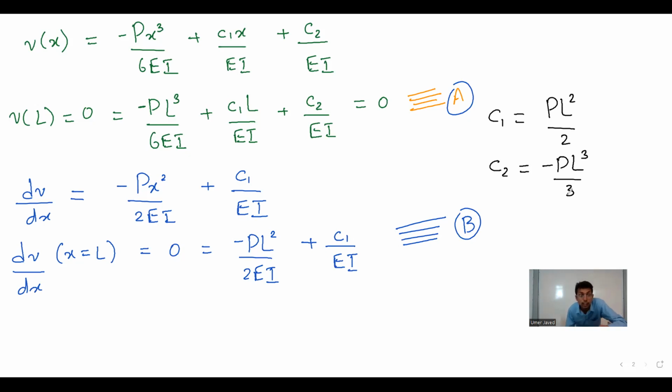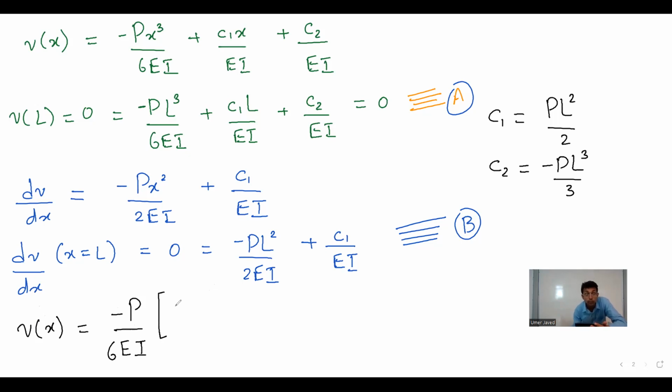Okay. So what is the final expression? It will be V(x) is equal to minus P over EI, correct? Then bracket, then follow with me. It will be, let's pull out the 6 as well.